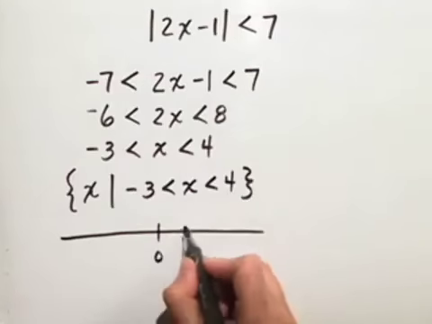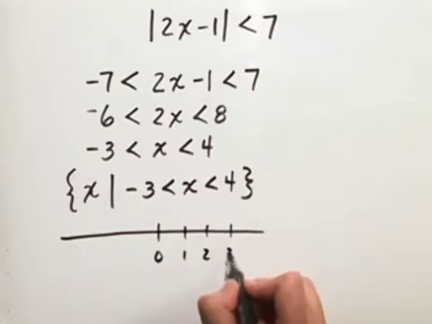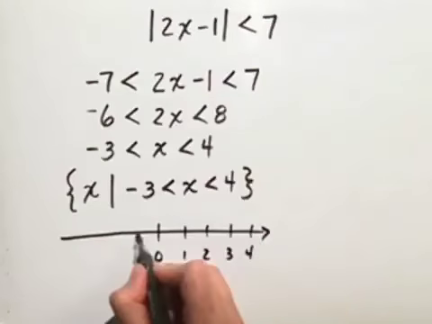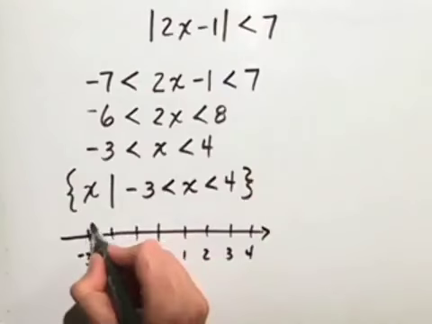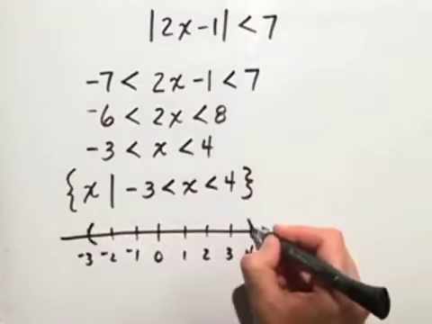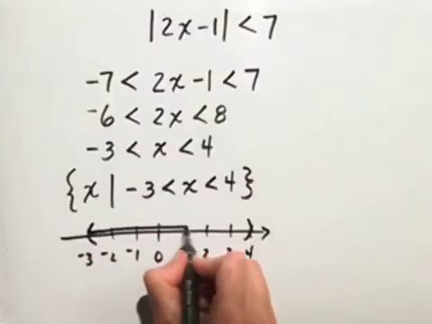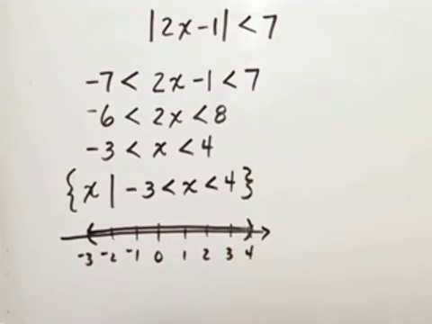Our graph is all values of x in the open interval between negative 3 and 4. And finally, our interval notation, we can just look directly at the graph and write our parentheses, negative 3 to 4, closed parentheses, so that we have an interval from negative 3 to 4, but not including those endpoints.